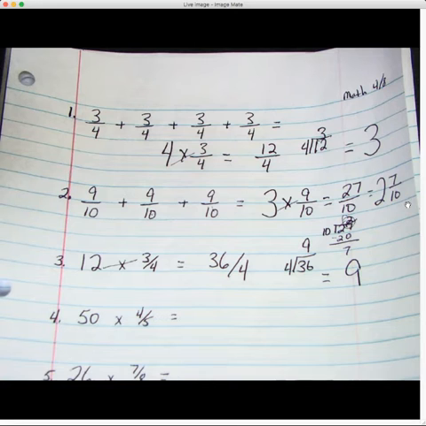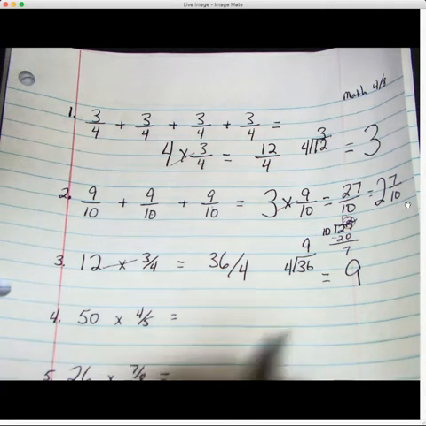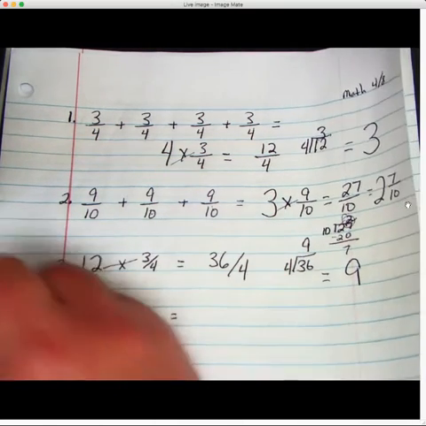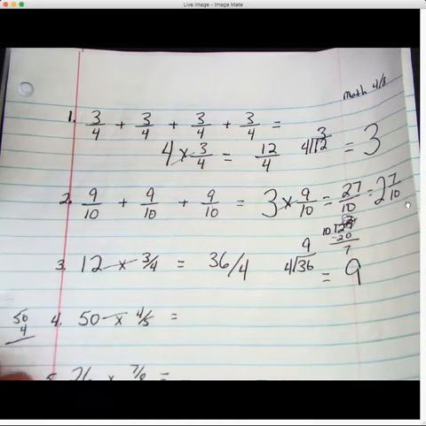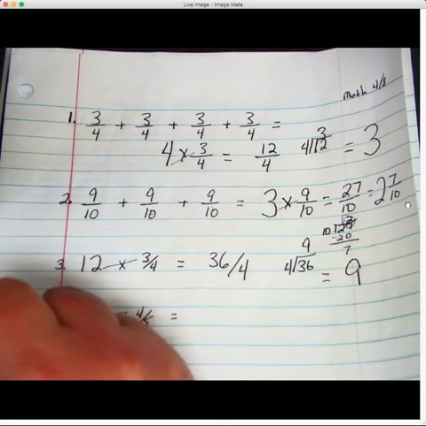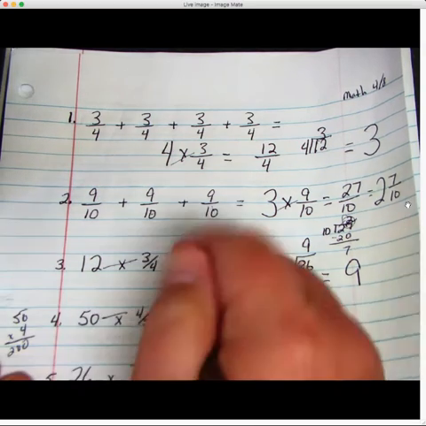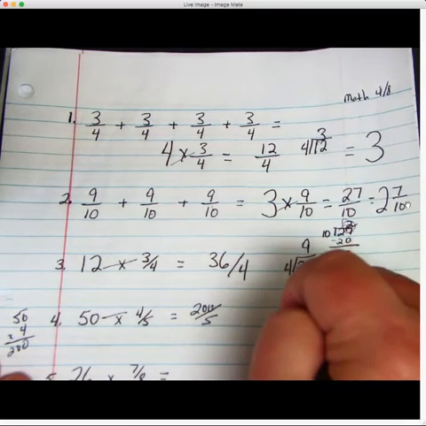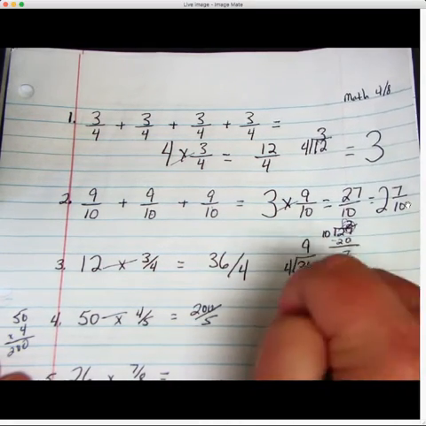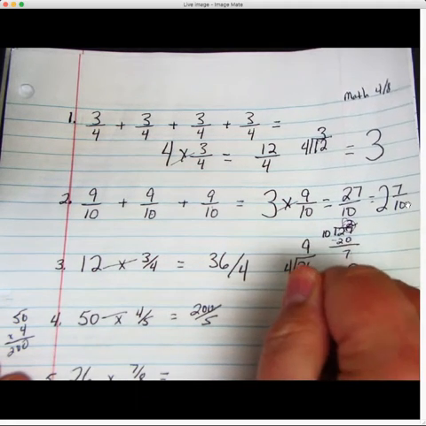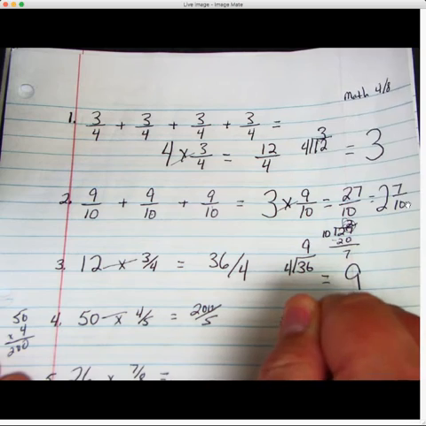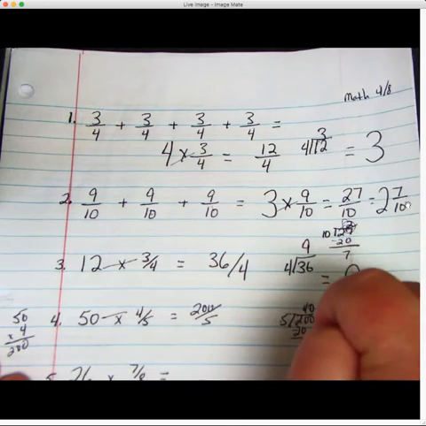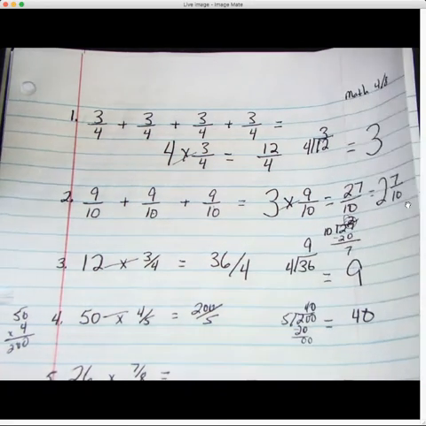Okay. Next one, 50 times 4/5. 50 times 4 is, do you know that? If you don't know it, you may have to do it over here. 50 times 4. 4 times 0 is 0. 4 times 5 is 20. It's 200. 200 fifths. Well, I'm going to divide that. 200 divided by 5. 5 will go into 20 4 times. 4 times 5 is 20. Subtract and bring down our 0. 5 will go into 0 0 times. So 200 divided by 5 is 40.